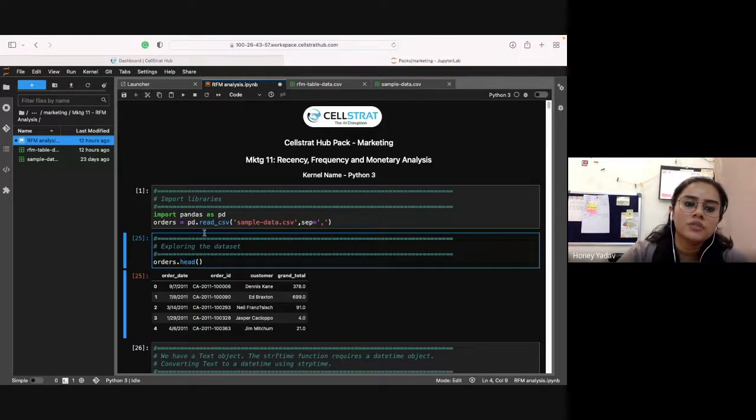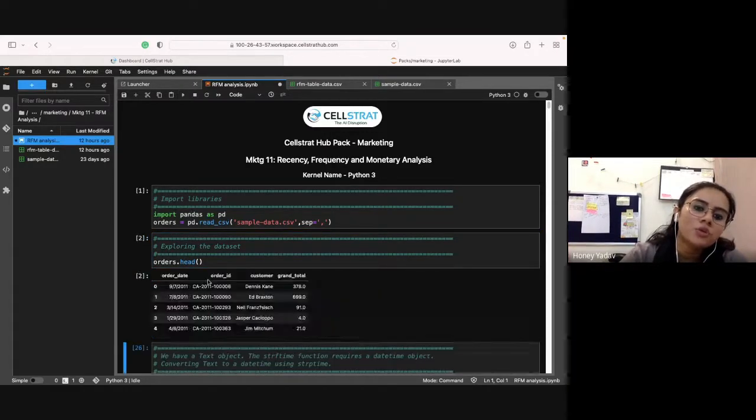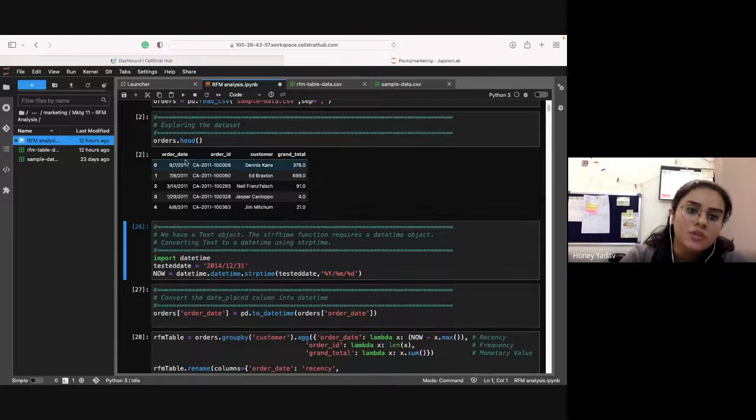Again, the first thing here is to have a glimpse of our data set, to see what kind of data set we are looking at. We are looking at the order date, the order ID, the customer details, and the grand total. That's what we discussed we will require for this analysis. Now we will import the datetime, and then we will convert the date pattern.